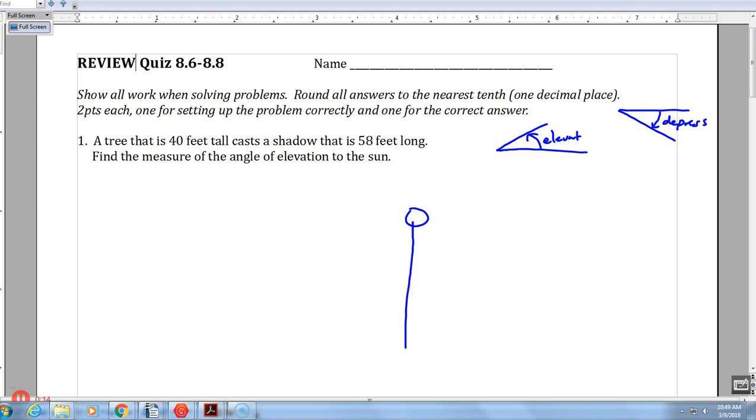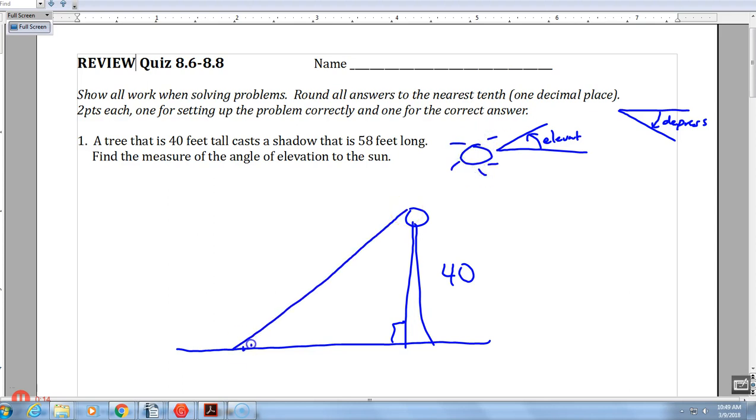So let's just draw a little tree here. Here's the ground, 40 foot tall. We'll assume it's perpendicular. Casts a shadow 58 feet. So the sun's up here somewhere, hits the tree, and the shadow is down here on the ground. So this is our shadow. So shadow's 58 feet. The tree is 40 feet tall, and we need to find the measure of angle of elevation. So elevation will be down here, so we'll call that theta. So we need to figure out how many degrees that is.